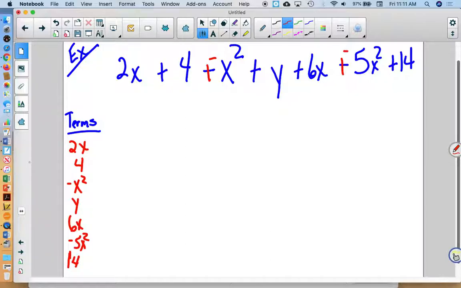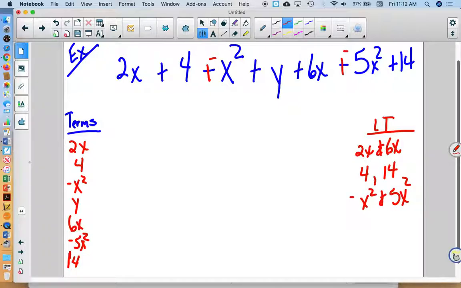Okay, now, I don't want to get this where we can't see that. What are the like terms? What are the like terms? We've got all the terms listed. What are the like terms? Braden, 2x, 6x, mm-hmm. 4, 14, negative x squared, and negative 5x squared. Okay, they're both negative. Okay, so is that all of my like terms?